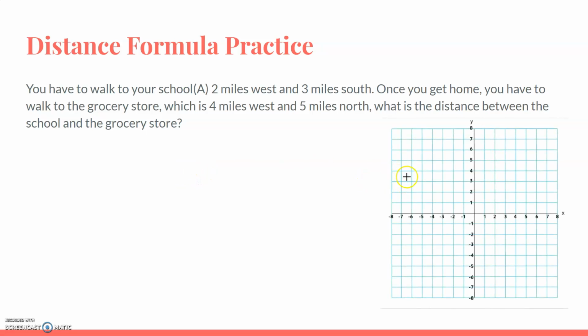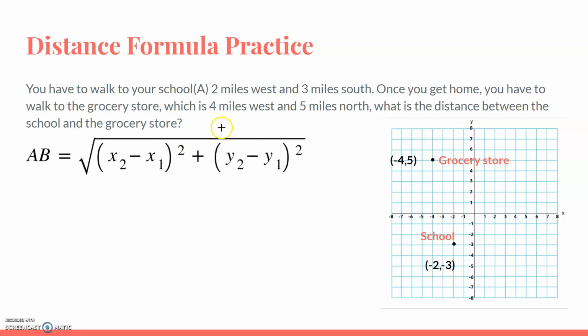So, on a coordinate plane, we're going to plot point B, sorry, it's not point A. It's going to be point B, which is the grocery store. So that's going to be -4, 5: 4 units to the left and 5 units to the north. And then point A, which is the school, is 2 miles to the west and 3 miles to the south, representing (-2, -3). Alright, to find the distance between these points, we can use the distance formula.